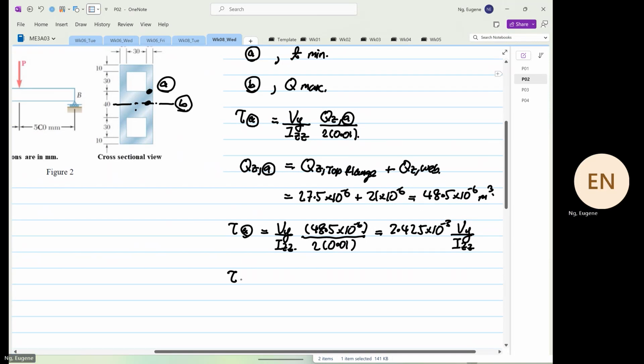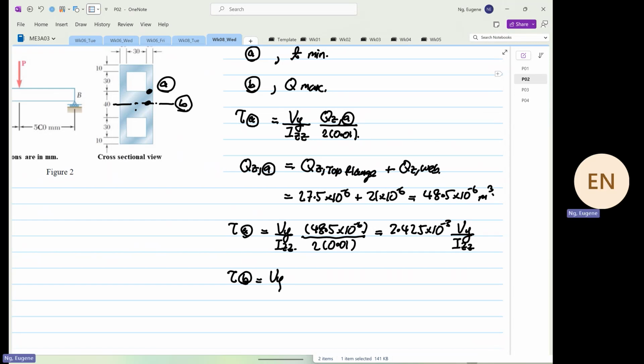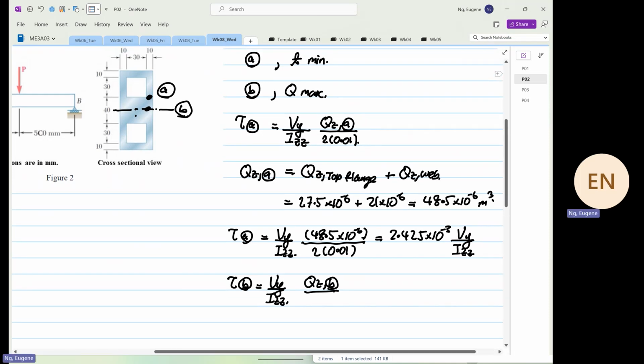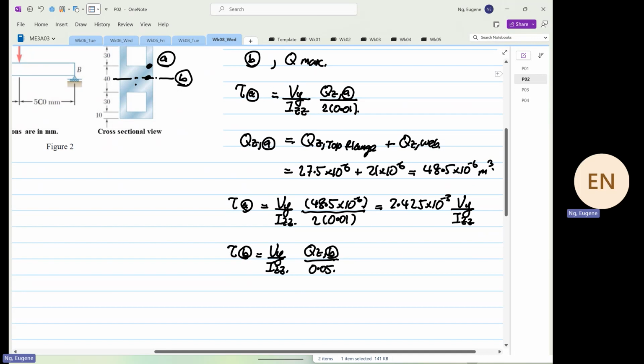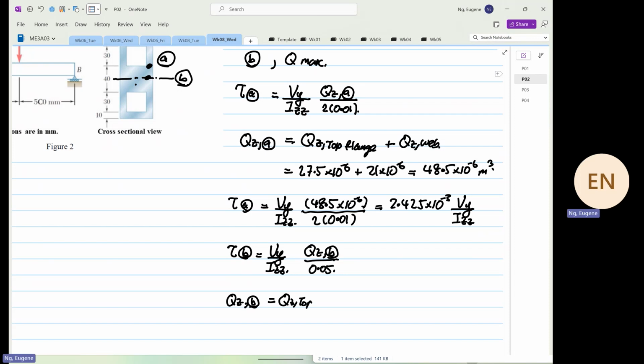So shear stress at point B is equal to Vy over IZZ. Rule number one is constant, right? QZ at point B divided by the thickness at point B is equal to what? It's equal to 0.05. That's the thickness. So from here, we can determine our shear stress at point B as a function of Vy over IZZ. So QZ at point B now, this is equal to QZ top flange plus QZ of the web plus QZ of the lower flange.